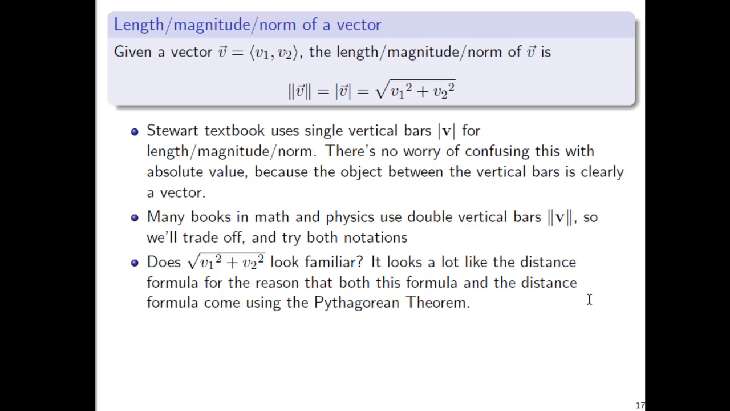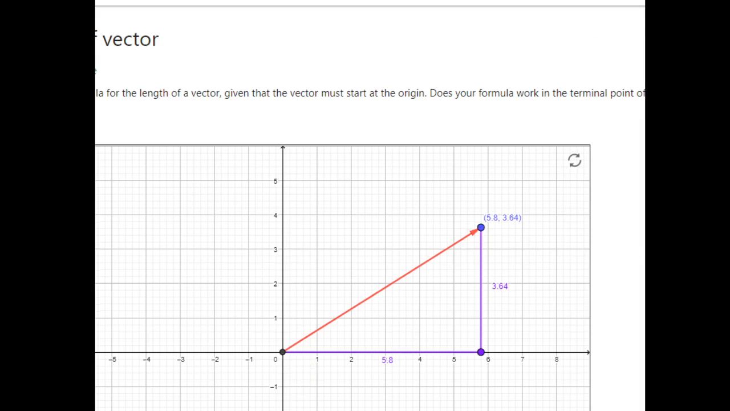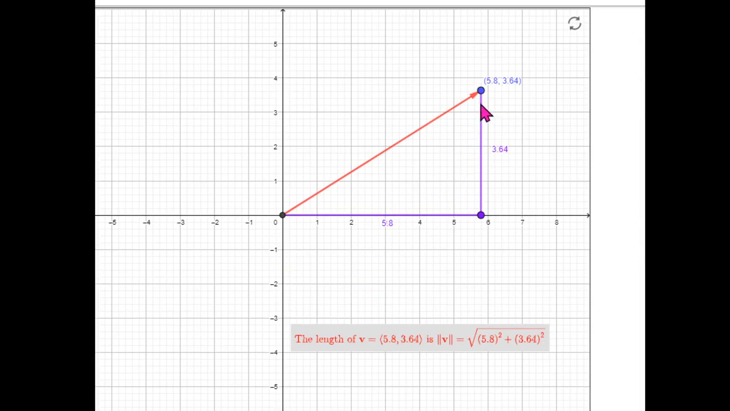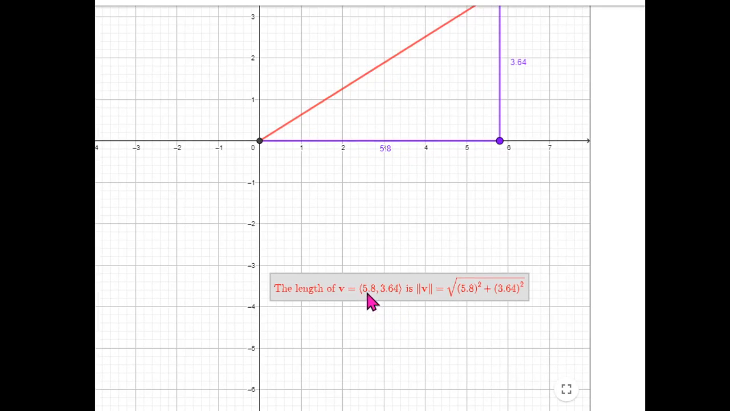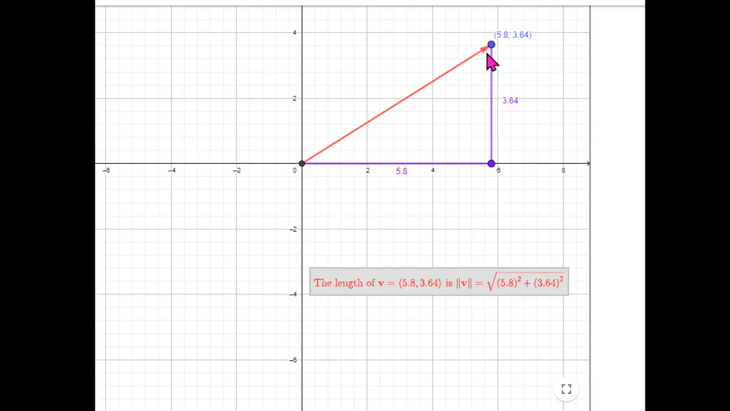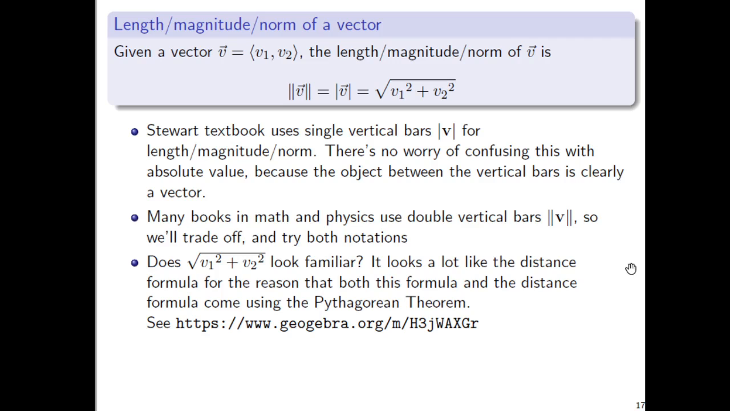I hope this formula looks kind of familiar, looks a lot like the distance formula, and the reason is that both the distance formula and this magnitude formula come from the Pythagorean theorem. So I have this small example here in an app. Of course, there's this point, 5.8 comma 3.64. And that's the point, right? In blue, here's a point. If I want the vector in red, that vector is shown down here in angle bracket format. It's maybe hard to see on screen, but those really are angle brackets for the vector v. And the thing is, the length of this vector, literally how long is that vector as drawn? Well, it's the hypotenuse of a right triangle. So no wonder the Pythagorean theorem shows up here.